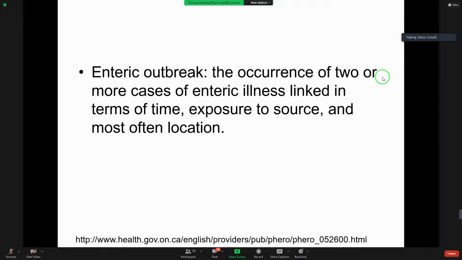Okay, so how do we define an enteric outbreak? You have probably heard sometimes in the news, unfortunately, this happens, and there may be a food recall. So what is an enteric outbreak? This is the occurrence of 2 or more cases of an enteric illness that are linked in terms of time, exposure to the source, and most often location. We'll see a few examples of enteric outbreaks.